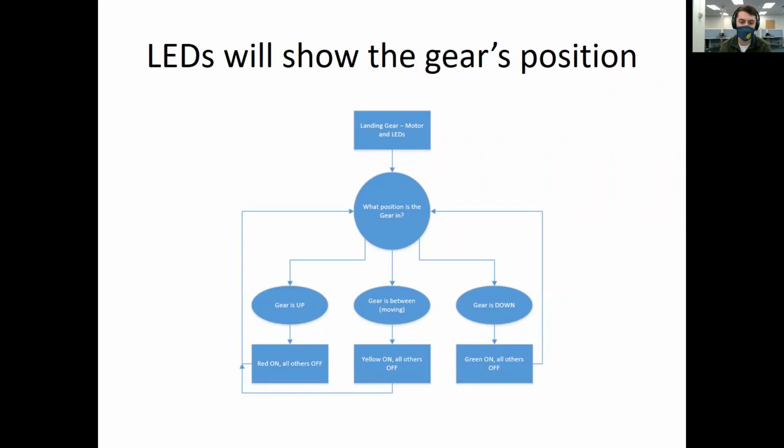As far as the landing gear itself, that's just going to be a servo motor and some LEDs that will correspond to the position of the servo. A red LED will mean that the gear is all the way up, a green LED will mean that the gear is all the way down, and yellow is somewhere in between the two.